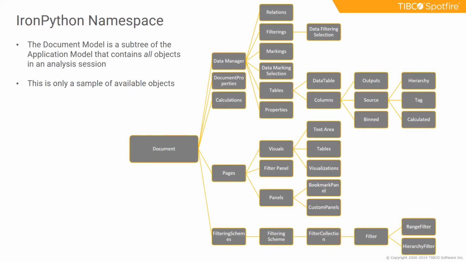IronPython assemblies in the Spotfire API have many objects, classes, and properties. This page just shows a very basic sample of some of the different objects available in the document model subtree. This is only a sample of available objects. There's tens of thousands of objects actually available to you.